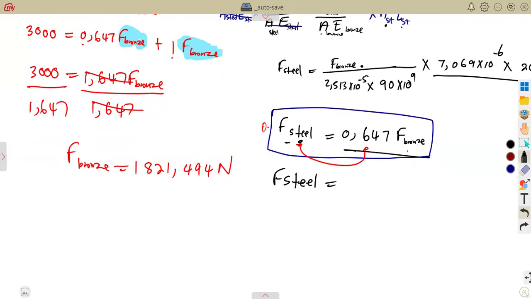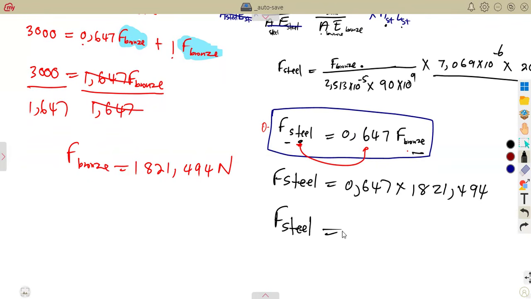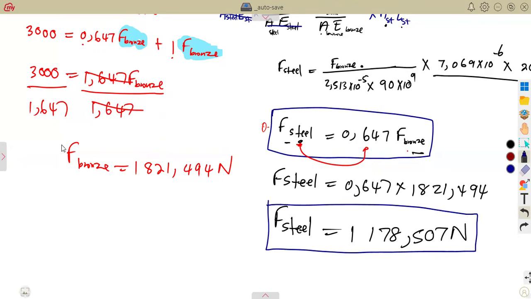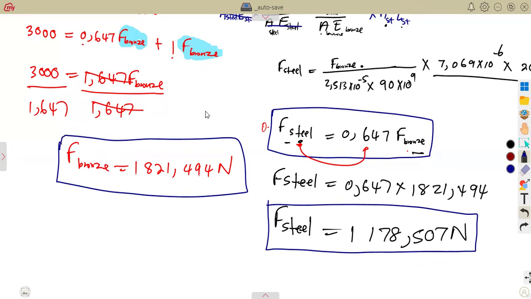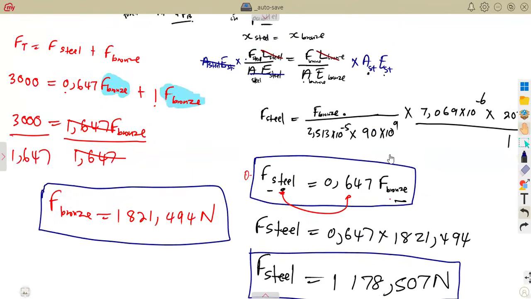Because it's taken from this decimal that it's 0.647 times the force for what? For bronze, the one that we calculated here, 1,821.494. The product of this is going to give us the force for what? For steel, which was going to be 1,178.507 Newton. We calculated these forces now. With these forces, those extensions, those values for the stress can be obtained for each.